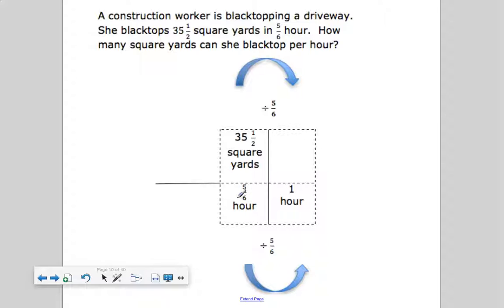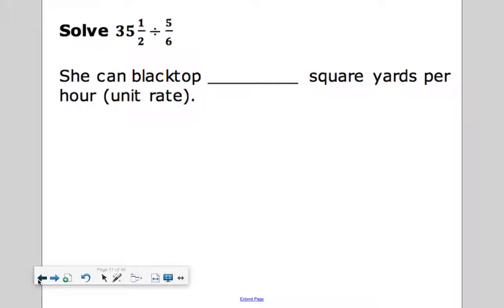So to turn 5/6 hours into 1 hour, we divide the numerator and denominator by 5/6. Because 5/6 divided by 5/6 is 1 hour. Now we need to divide this. So what is 35 1/2 divided by 5/6? Do you remember how to divide mixed numbers? Again, if you forgot how to divide mixed numbers, please go back to the previous videos on how to divide mixed numbers. So 35 1/2. Well, we can rewrite this as an improper fraction. 35 times 2 is 70, plus 1 is 71/2.